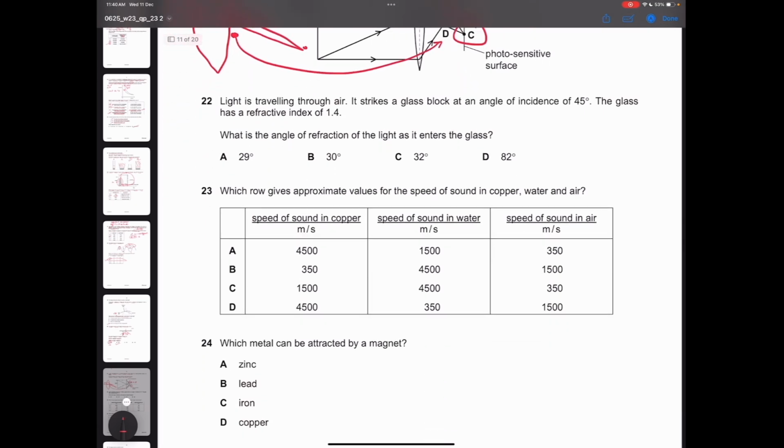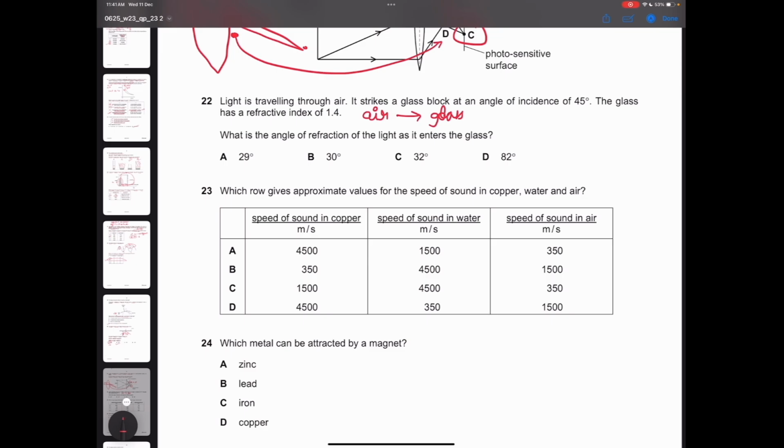Light is traveling through air. It strikes a glass block at an angle of incidence of 45 degrees. All right. So light is traveling through air. You're going from air to glass. What is the angle of refraction? Now, I will solve this using Snell's law. It's a little bit lengthier, but it is more accurate.